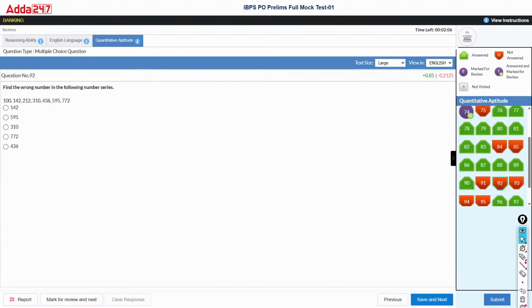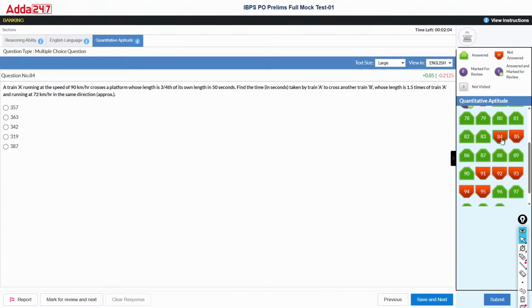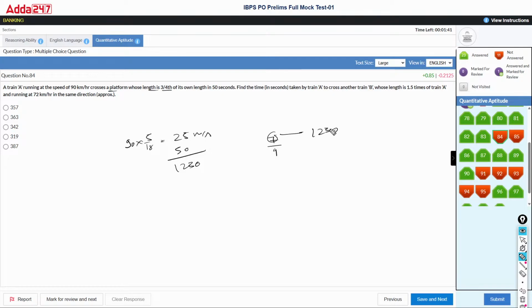Okay. A train running at a speed of 90. So 90 means 5 by 18, so 25 meter per second. Crosses the platform. Length is 3/5. So total 7 by 4 in 50 seconds. In 50 seconds, how much? 1250. So 7 is 1250. So 1755. No.